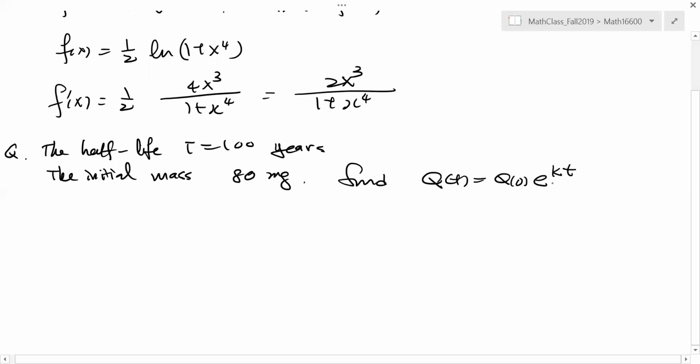Okay, you have to understand the half-life. Half-life means when t equals capital T, this is going to be half of the original quantity. You don't need to know the original quantity here. So here it's going to be Q.